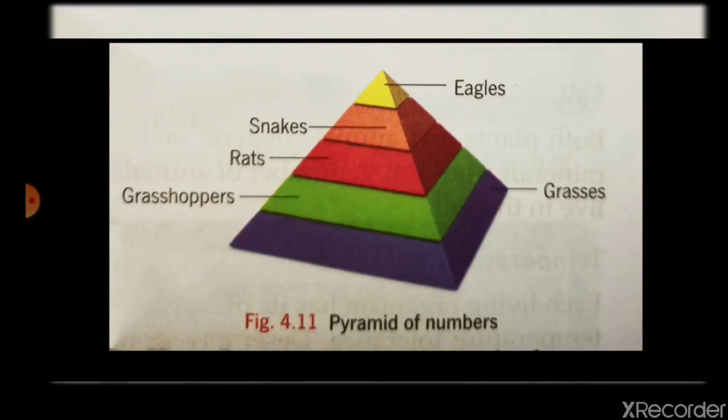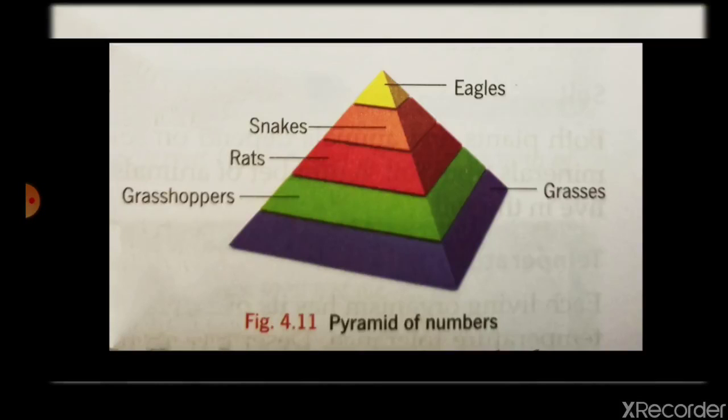The pyramid of numbers can be explained with the help of an example. In a grassland, grasses are the largest in number, that are the producers. Thus, they form the base of the pyramid. You can see the purple color horizontal bar shows the grasses. Grasshoppers, which are the primary consumers, feed on the grass, but they are fewer in number than the grasses. Hence, grasshoppers or the herbivores come to the second level in the pyramid. The green color shows the grasshoppers.